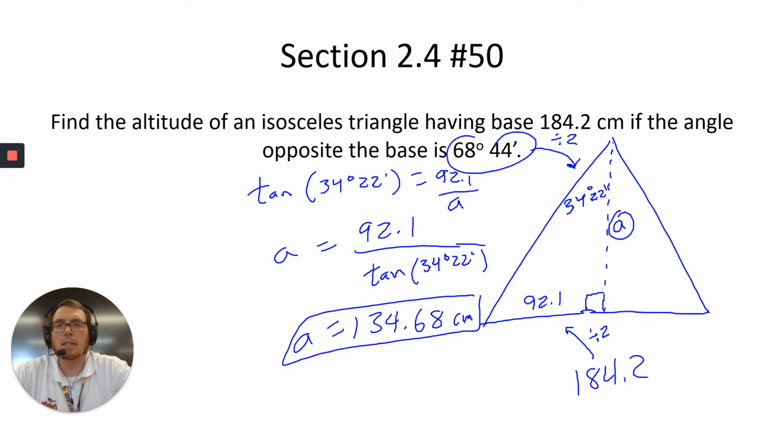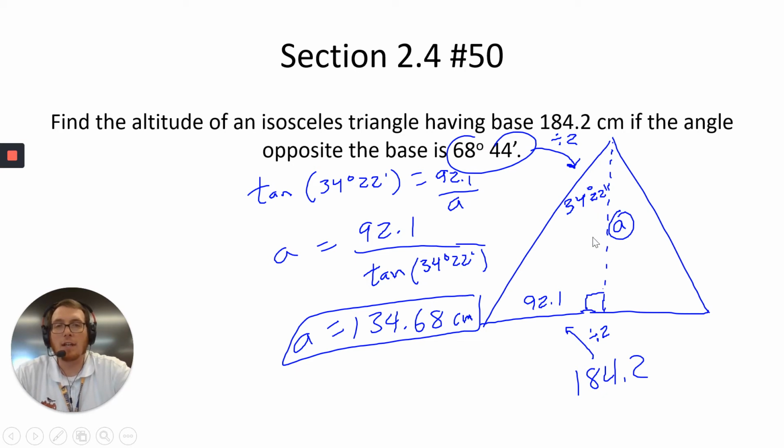The next question deals with the altitude of an isosceles triangle. The key with isosceles triangle questions is whatever number they give you typically has to be cut in half. For example, they say the base is 184.2. That's this whole distance, but that's not a right triangle. So the right triangle is half of that because it's an isosceles. So divide by 2 would give you 92.1. And it says the side opposite of the base. So if the base is here, the side opposite, this one at the top, would be 68 degrees 44 minutes. You've got to cut that in half because you only have half of it for the right triangle.